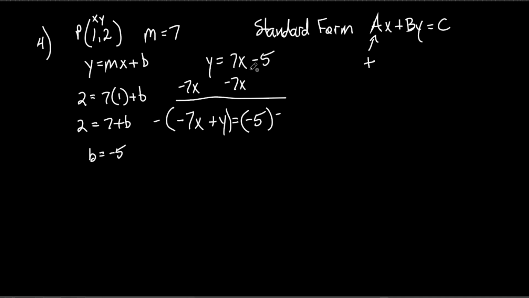So what did I just do? I just changed the signs of everything in here. So what's negative 7? Positive 7. What's a negative y? It's a positive y. What's negative, negative 5? Positive 5. That's my answer.